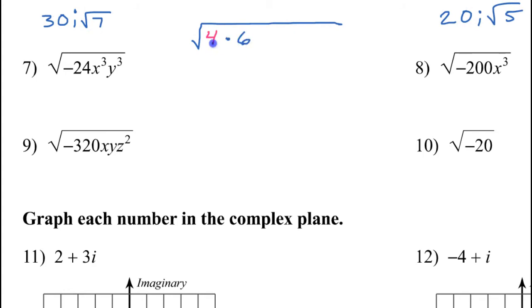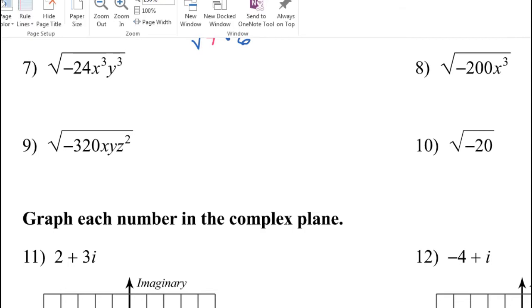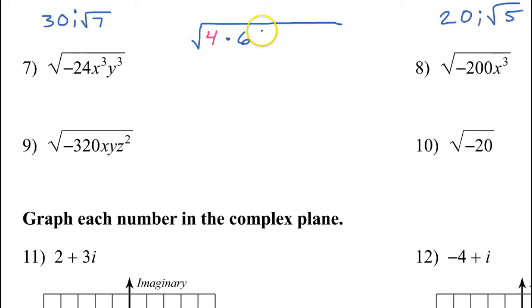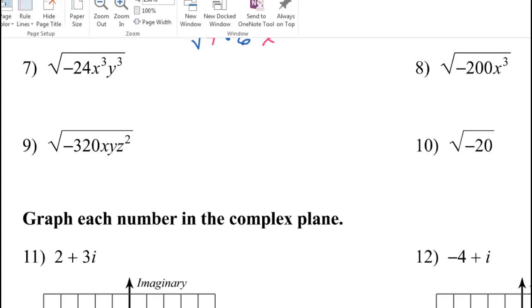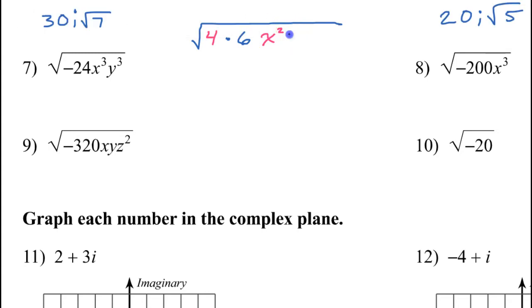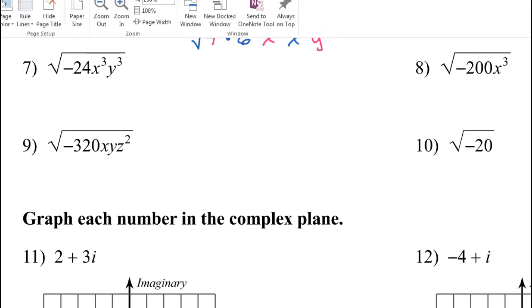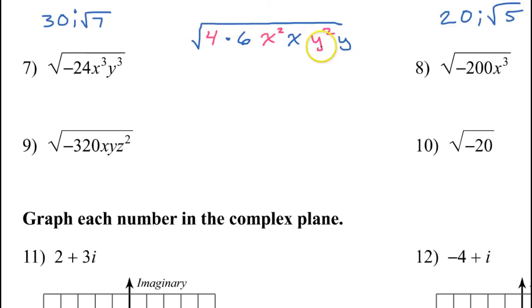Okay, I'm putting the 4 in red because it is a perfect square. It will simplify and come outside of the radical. Now I've got x to the 3rd power. That is odd, so I'm going to split that apart as x squared times an extra x. Okay, and then y to the 3rd power, I'm going to do the same thing. I'm going to split that apart as y squared times an extra y.